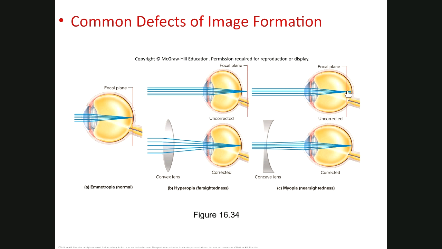The image, which is now in front, has to be pushed backwards. And for that, you use a convex lens. A convex lens makes the image go further and it reaches the retinal wall. That's how we are able to measure and know if the person is nearsighted or farsighted.